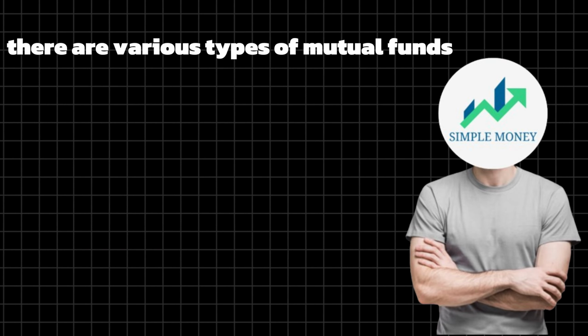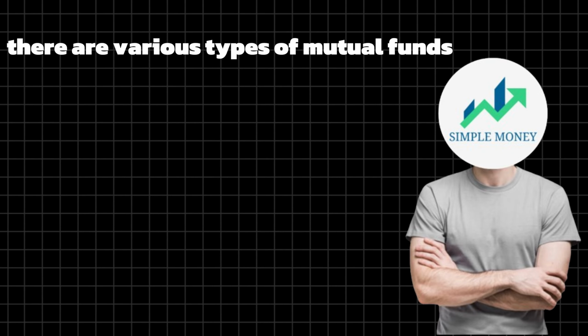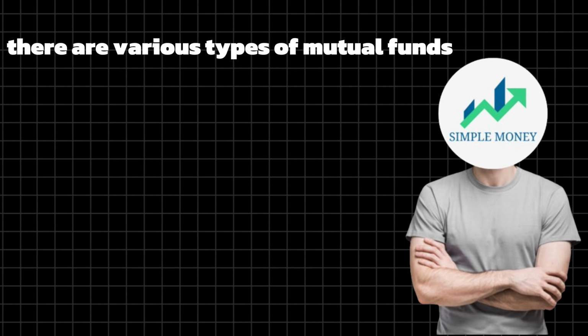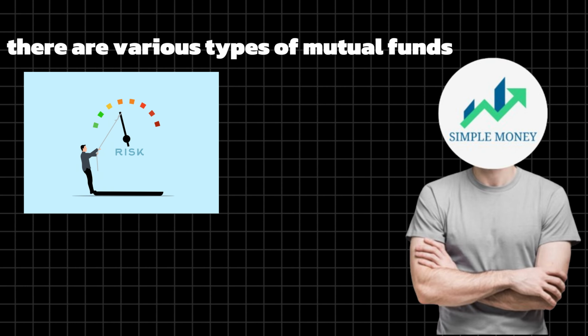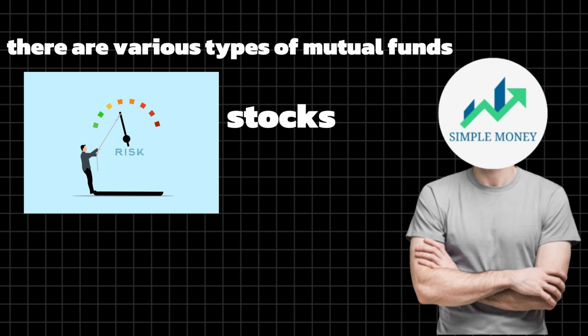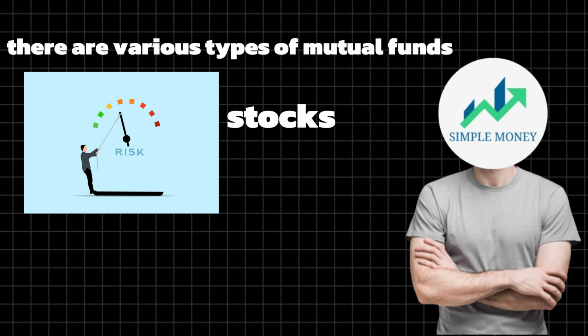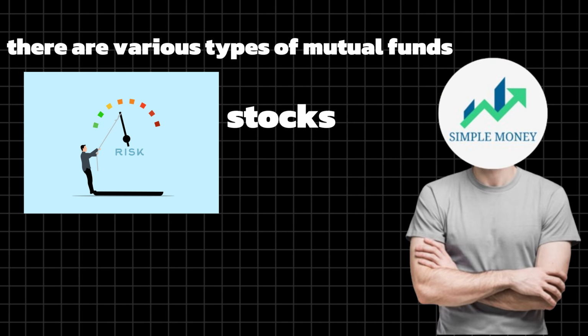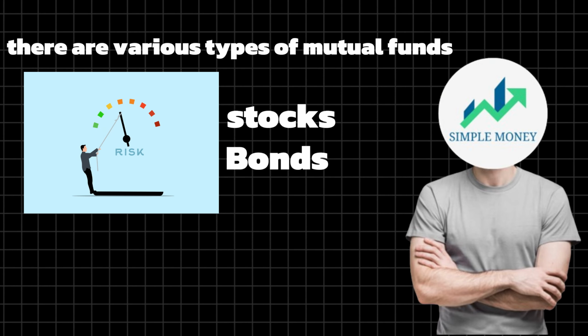There are various types of mutual funds, indicating where the company will invest your money. For instance, if you're comfortable with risk and want to invest in stocks, you choose a mutual fund that specializes in stocks. If you prefer lower risk, you opt for a bond mutual fund.